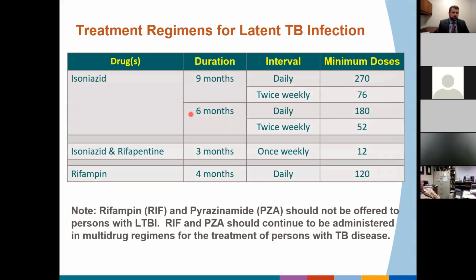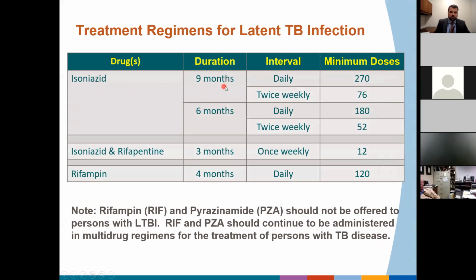Now, with 6 months, you get the majority of the benefit from isoniazid, but as you continue to treat, if you look at the graph, you'll cure more people if you go for 9 months. So the CDC says to treat for 9 months in the United States, and the World Health Organization says 6 months is the majority of the benefit. So we'll do 9 months.